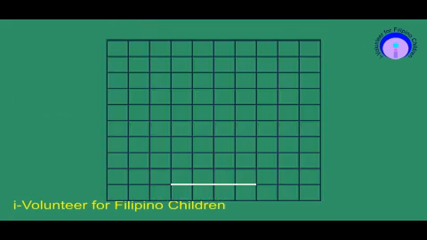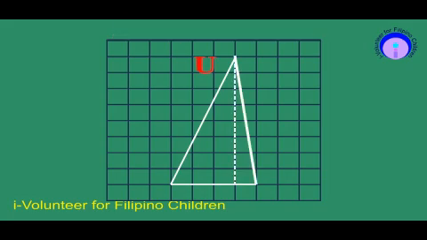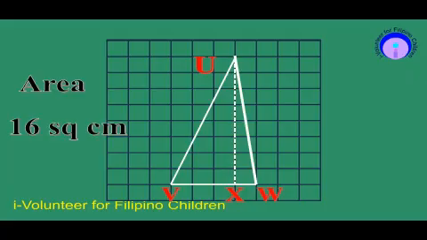Now, let's discuss acute triangle. What is the base? VW. What is the height? UX. Now, you can find the area as 16 square centimeters.